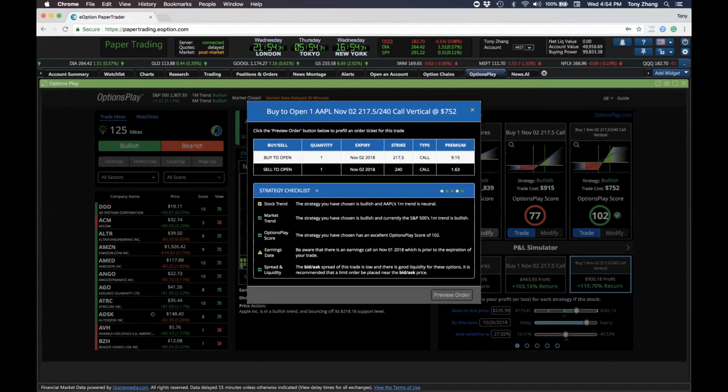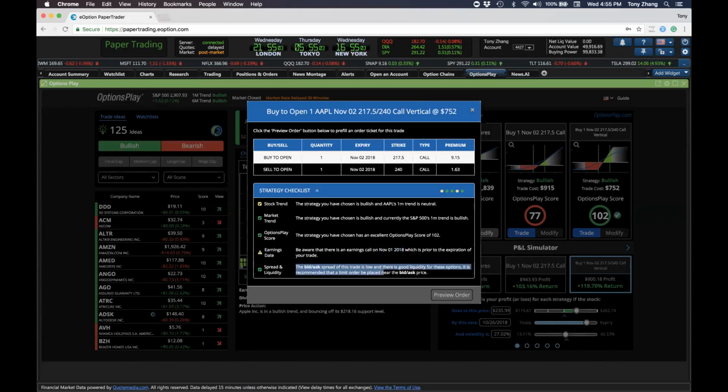But we also have a strategy checklist. This is for those of you that are brand new, who have never traded these strategies. Make sure you understand the risk of these strategies. So are you trading with the trend of the stock? Are you trading with the trend of the market? What's the OptionsPlay score? Is there earnings between now and expiration? So this is telling you Apple has earnings on November 1st. So something to be aware of if you're trading a November 2nd expiration is that there's earnings between now and expiration. Something to be aware of before you get into a trade, not after.